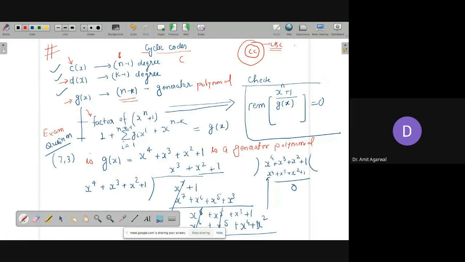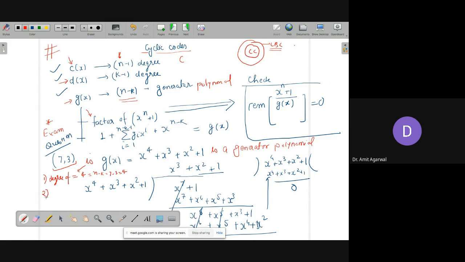This is very important from an exam point of view. If in an exam we are asked to design a (7,3) cyclic code, and whether gx can be used as a generator polynomial, where gx is x^4 + x^3 + x^2 + 1. Step 1 is to check the degree of this polynomial. The degree is 4, which is equal to n minus k, that is 7 minus 3. So the first criterion is satisfied.